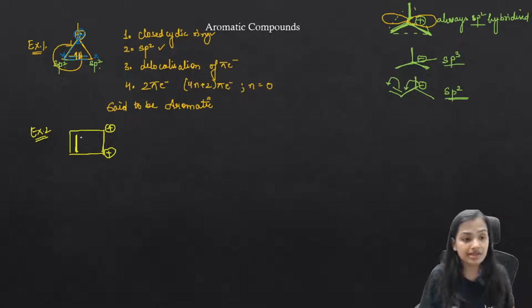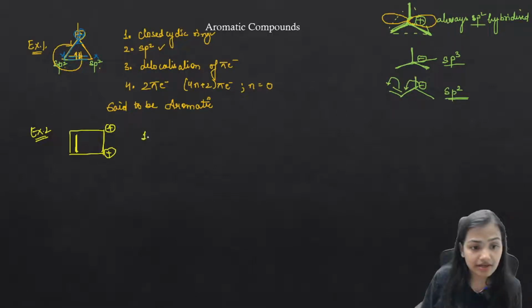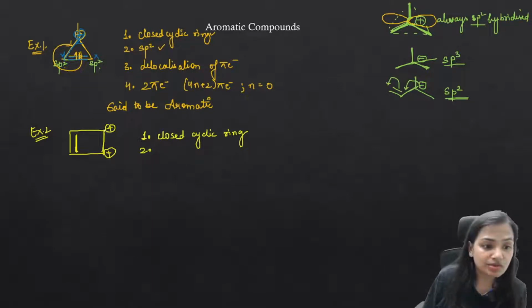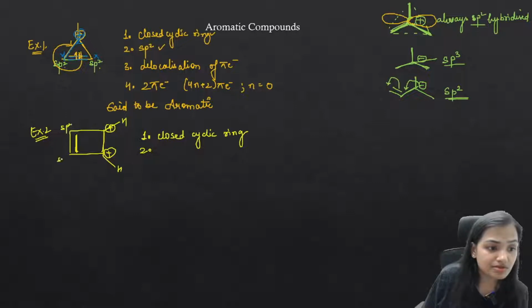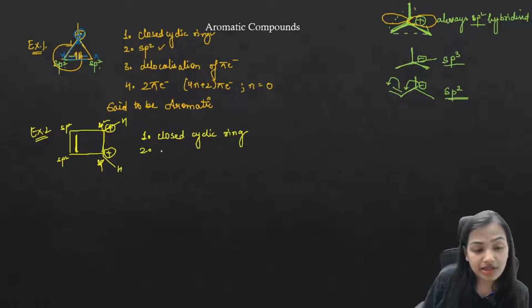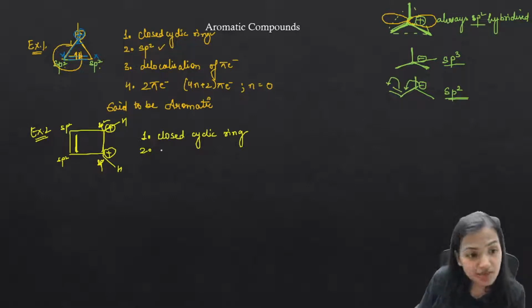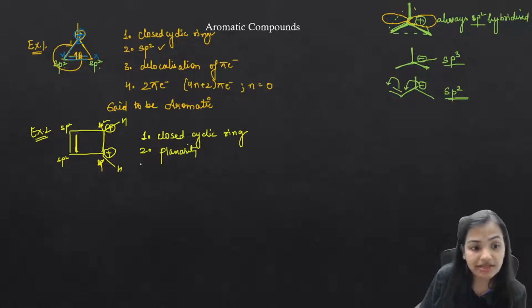So guys, here also we can see that this is a closed cyclic ring. So point number 1 is that this is a closed cyclic ring. If you see point number 2, this carbon is also sp2 hybridized, this carbon is also sp2 hybridized, forming a bond with the hydrogen. This is a carbocation, this is a carbocation, this is also sp2, and this is also sp2. As per me, all the carbocations are planar. Sp2 hybridized means it has planarity.